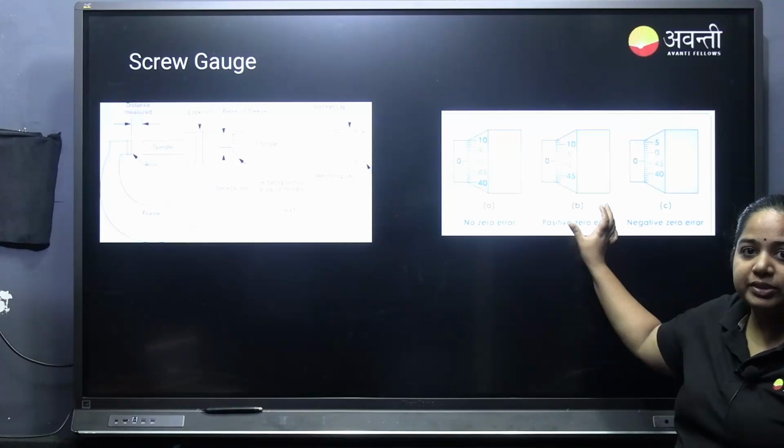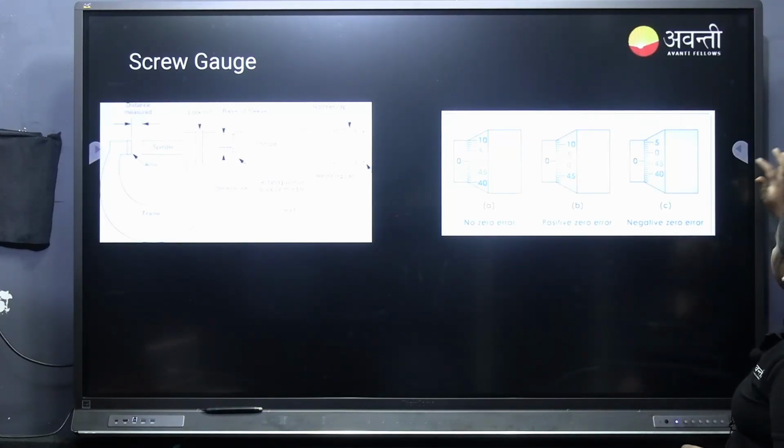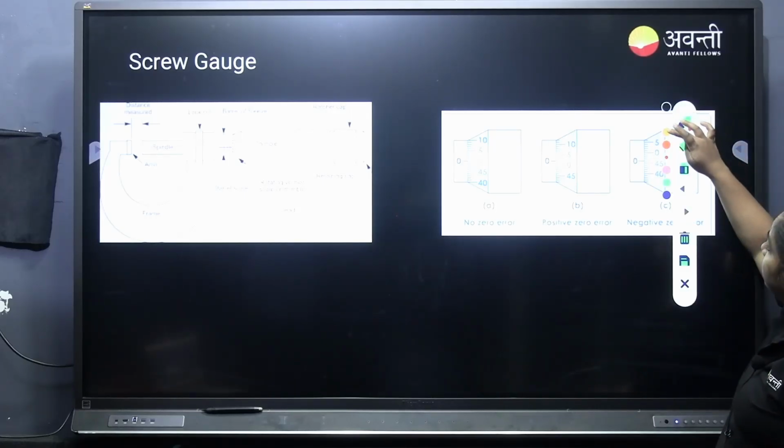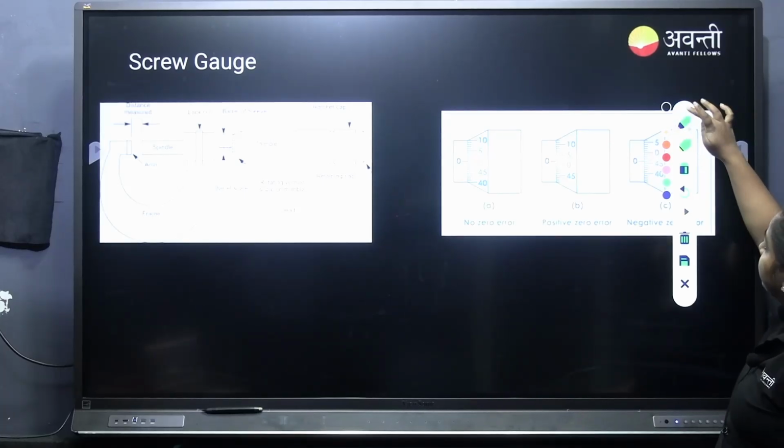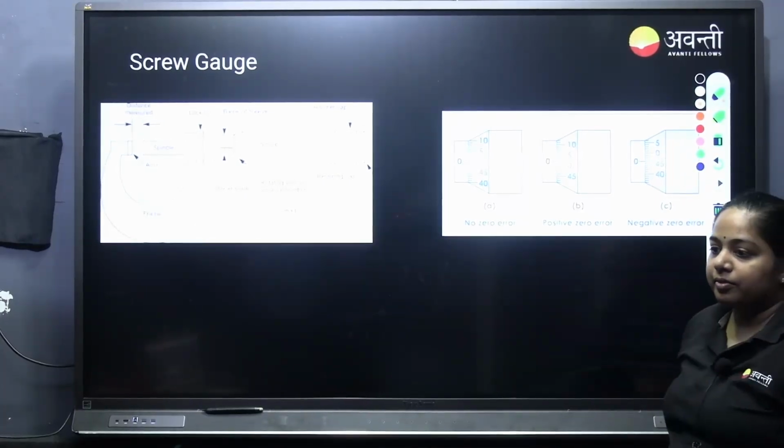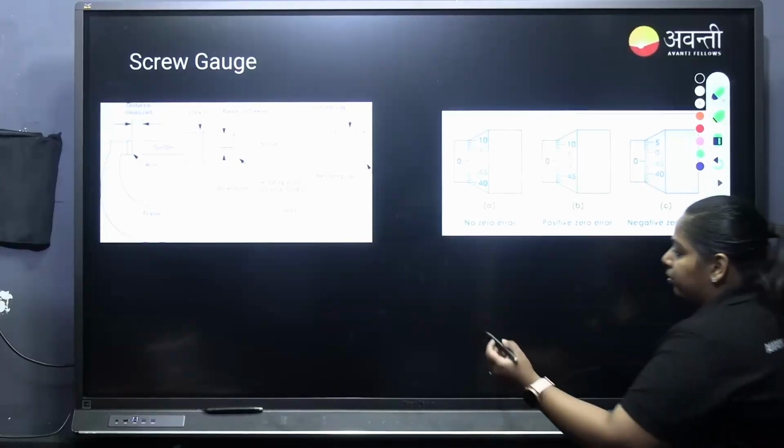Can you see these images? Somebody please say. You can't see. Okay, no problem.